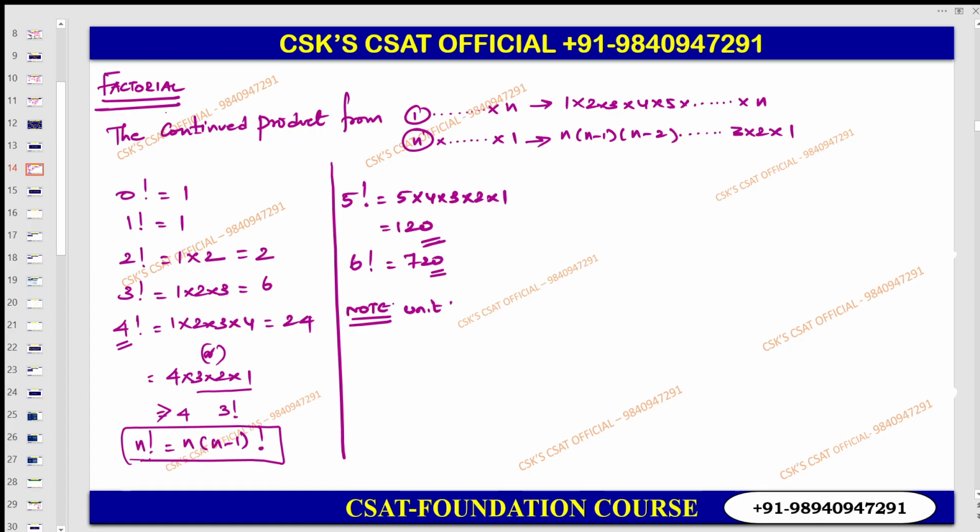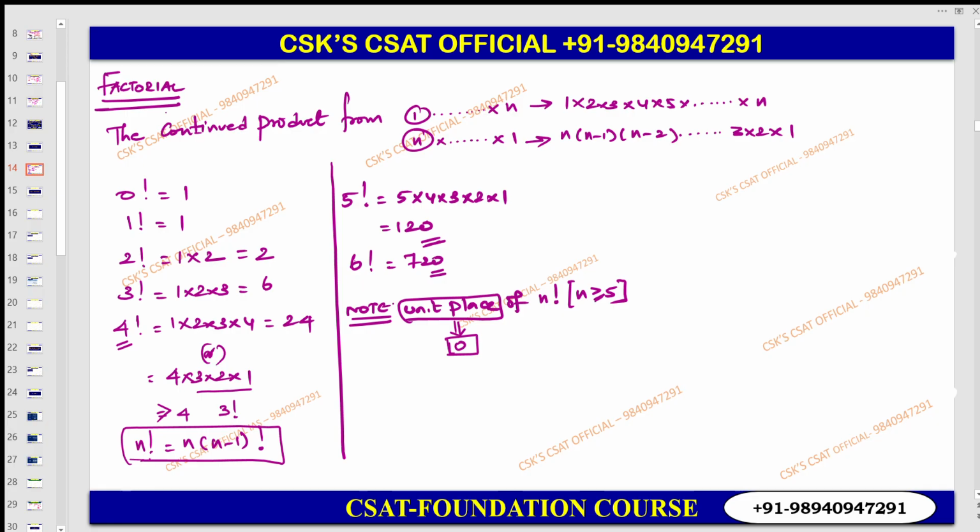The unit place of n factorial, where n is greater than or equal to 5, becomes 0. When n is greater than or equal to 5, the unit place becomes 0. This will help you solve even the unit place questions. That is also simple. Then a few more things you need to know about this factorial concept.